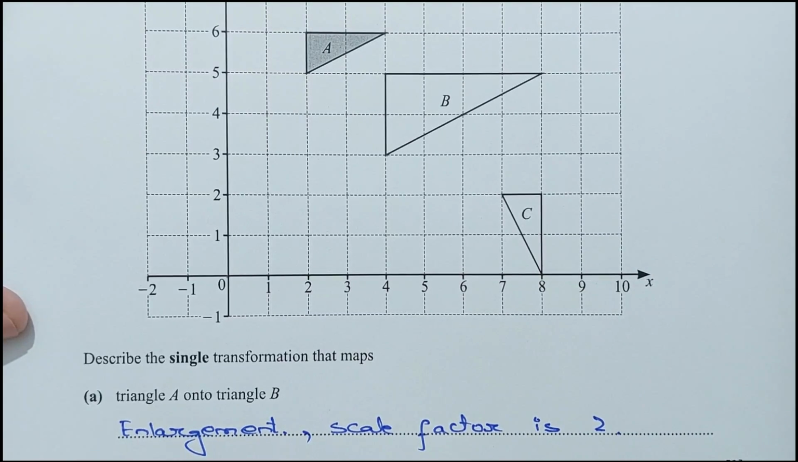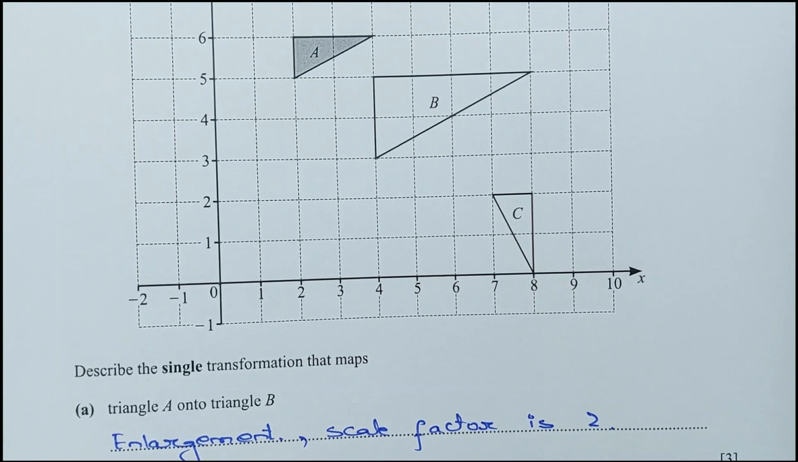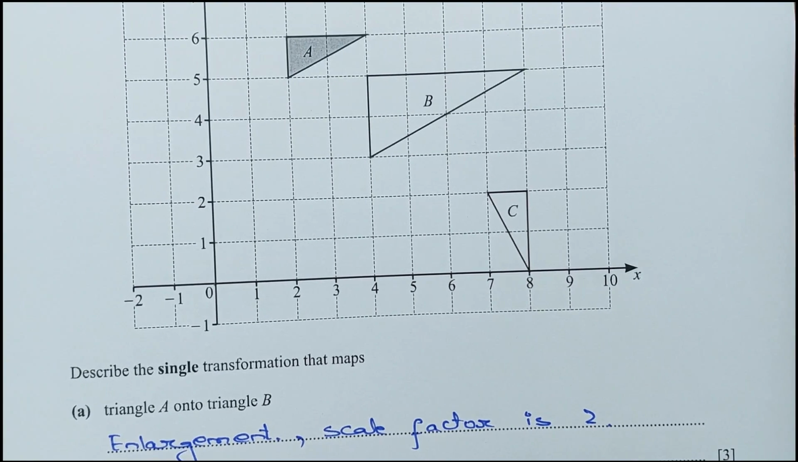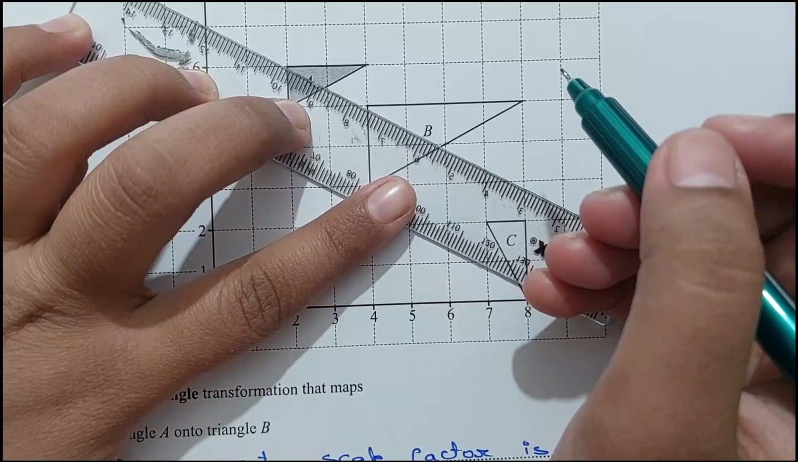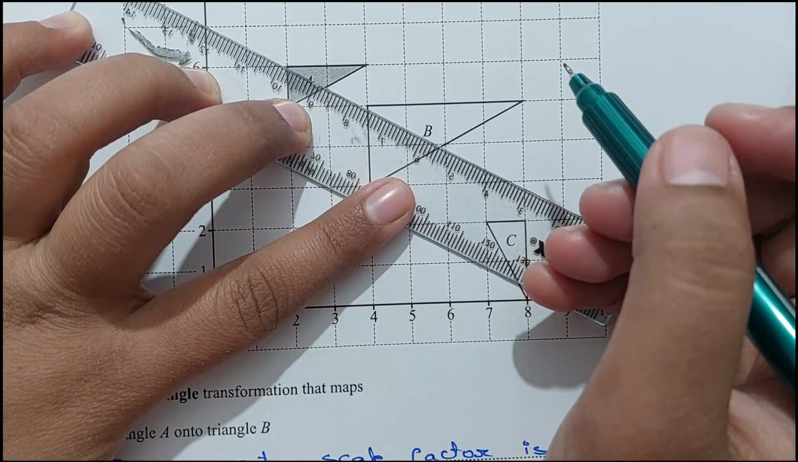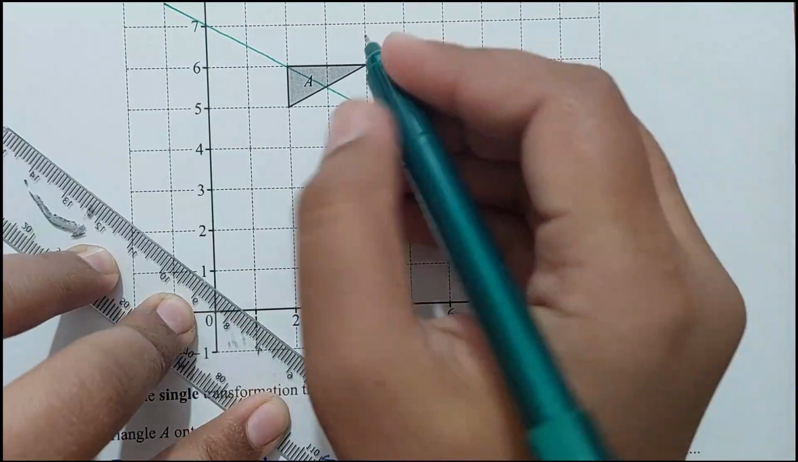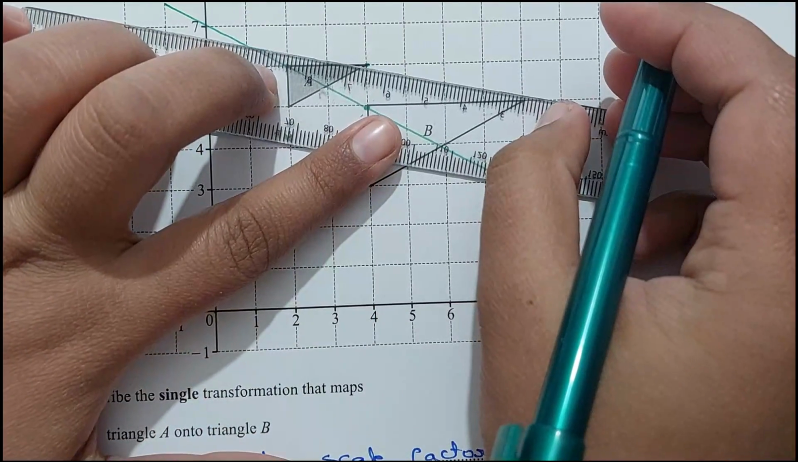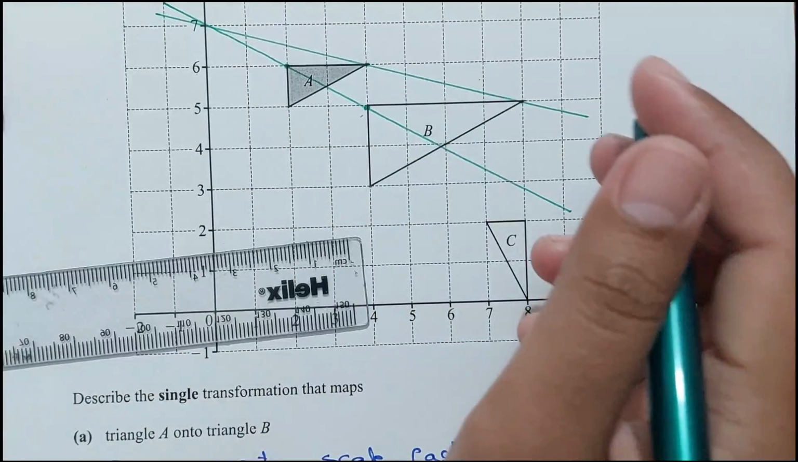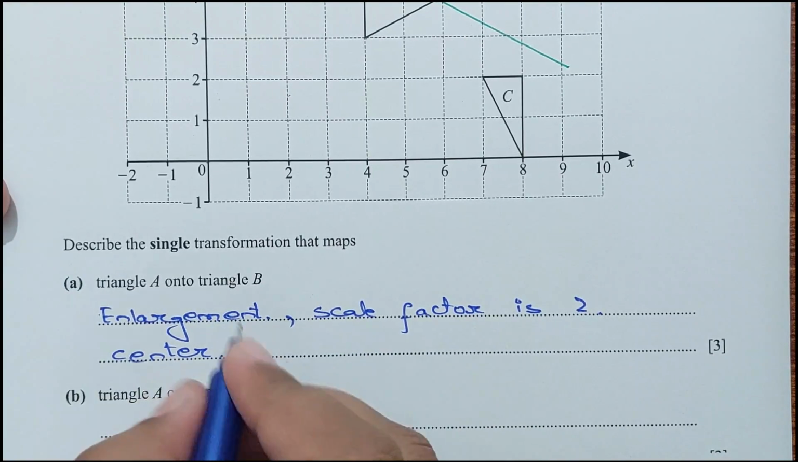Now let me find the center of enlargement. To get the center of enlargement, we have to connect the corresponding points of both shapes. So here we connect these 2 points. Now let me connect these 2 as well. Both of them pass through this point. So this is the center, which is 0, 7. So the center of enlargement is 0, 7.